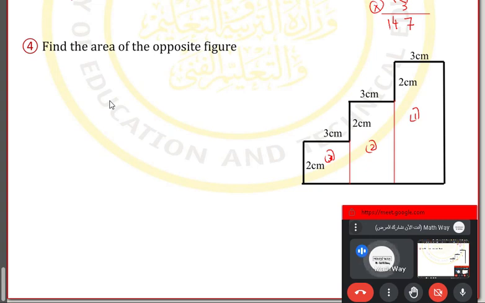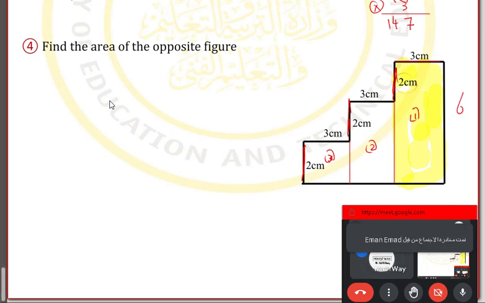This shape number 1 looks like a rectangle, as you see here. So it has length and width. Its length is 3. Its width we don't know right now. We have here 2, and this side is 2, and this side is 2. So we can add all of them. So 2 plus 2 plus 2 will be 6.